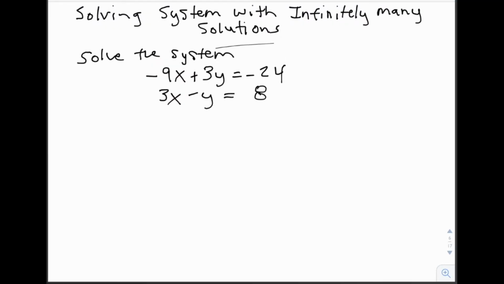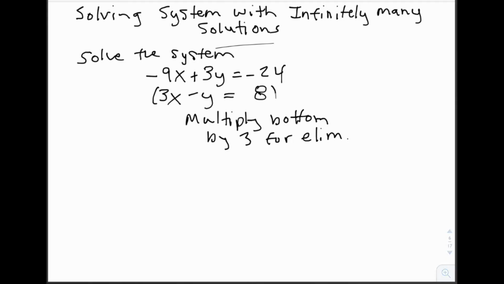The next topic we will be looking at is solving a system with infinitely many solutions. It asks us to solve the system of -9x plus 3y equal to -24, as well as 3x minus y equal to +8. We could use substitution or elimination, but this one looks like it would be nice for elimination, as all we have to do is multiply the bottom by 3. If we multiply the bottom by 3, we actually end up getting a 9.